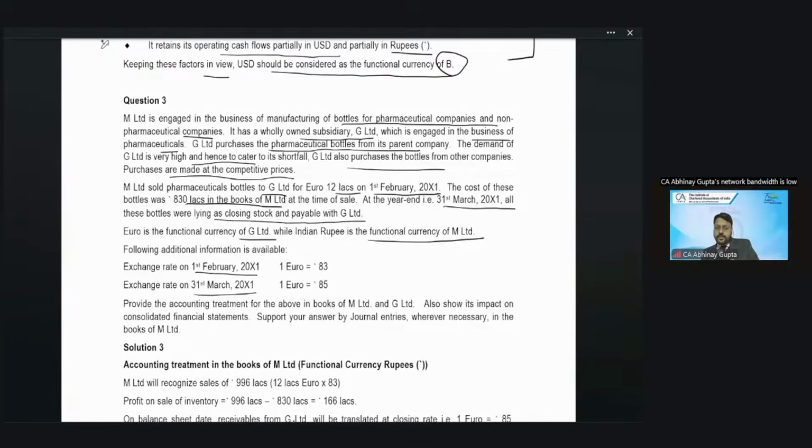Provide accounting treatment of above in the books of M Limited as well as in the books of G Limited. Also show the impact on the consolidated financial statement. Support your answer with the journal entries wherever necessary in the books of M Limited. So what you need to do?